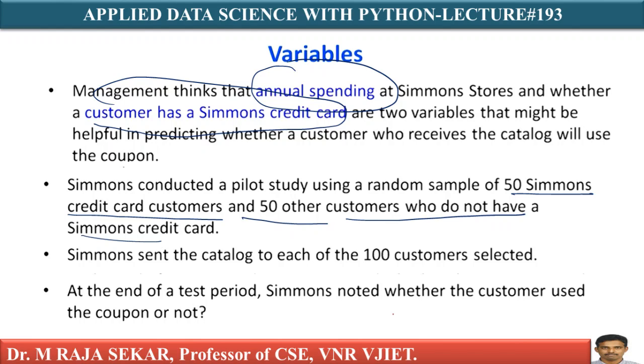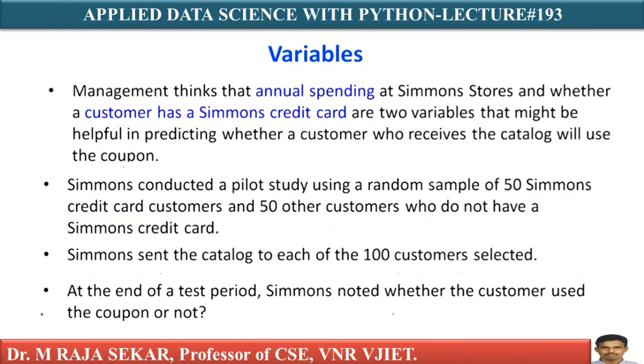If you observe carefully, as I told you, there are two independent variables. First one is annual spending. That is one independent variable. Second one is whether the person has a credit card or not, a customer with credit card or without credit card. I can say these two variables are independent variables.